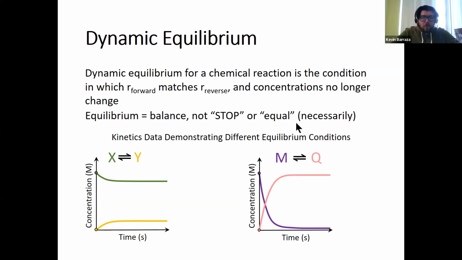And the same thing with equal. Balance doesn't necessarily mean equal. And we can show it in these two graphs momentarily. You see that the concentrations start to change because the reaction is happening. They come into balance. We see them plateau. But clearly, the amount of reactants and the amount of products are not necessarily equal.